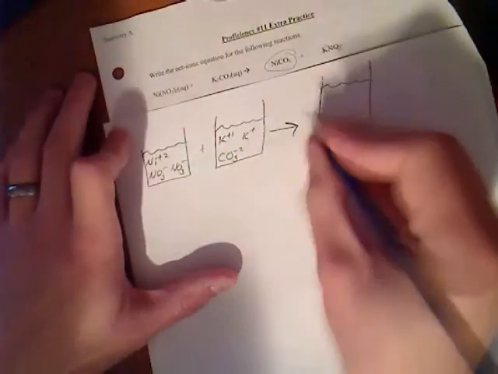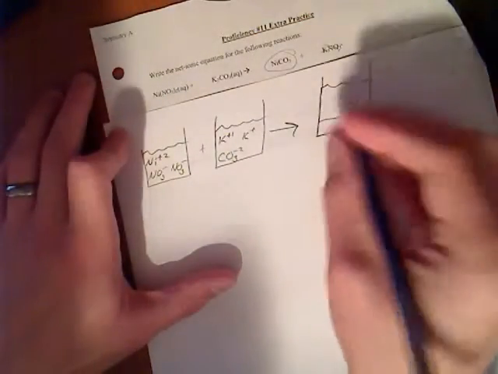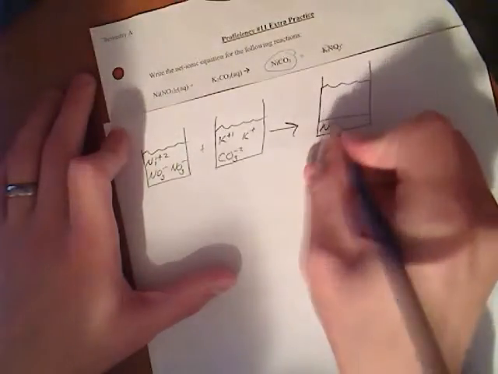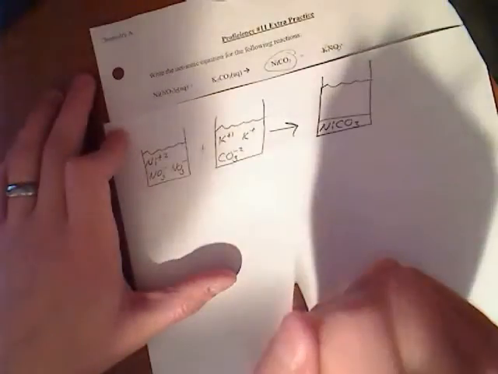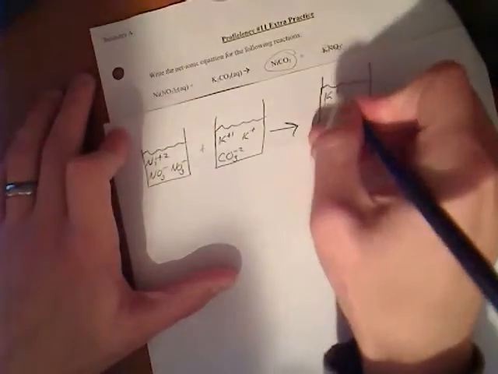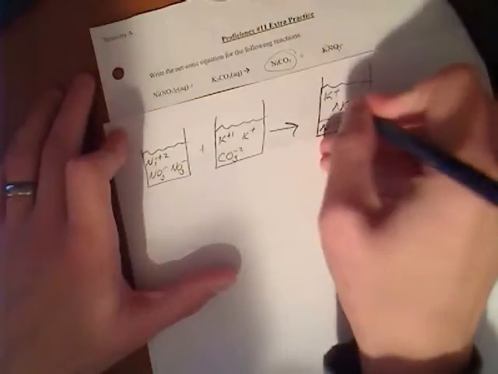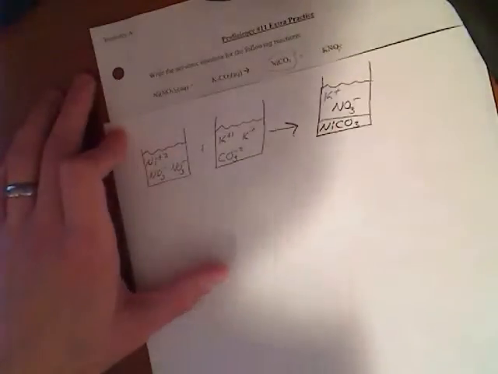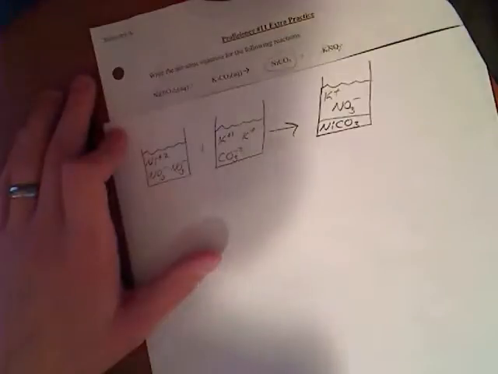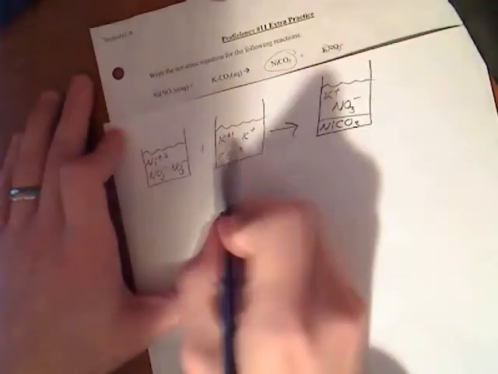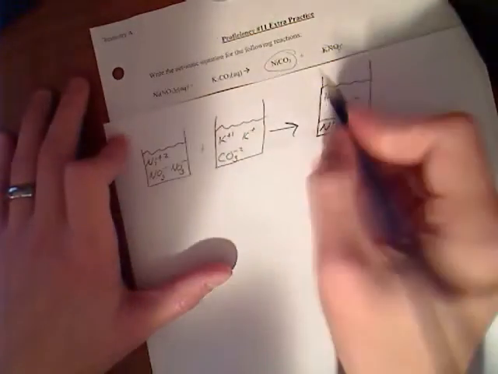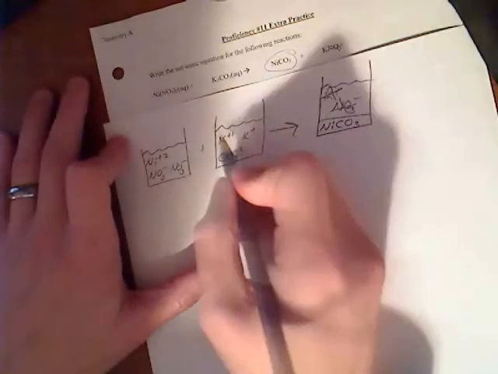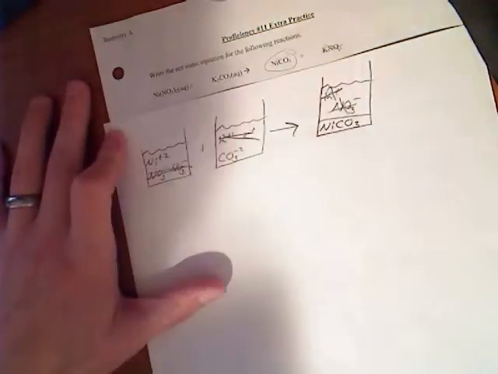So what that means is when you combine these two things together, you're going to get some nickel carbonate solid that sinks to the bottom, and then your Ks and your NO3s are still going to be floating around in solution. So really, they didn't do anything. They were floating around before, they're floating around after, they don't really matter. So we can just pretend they never existed. They're called spectator ions.